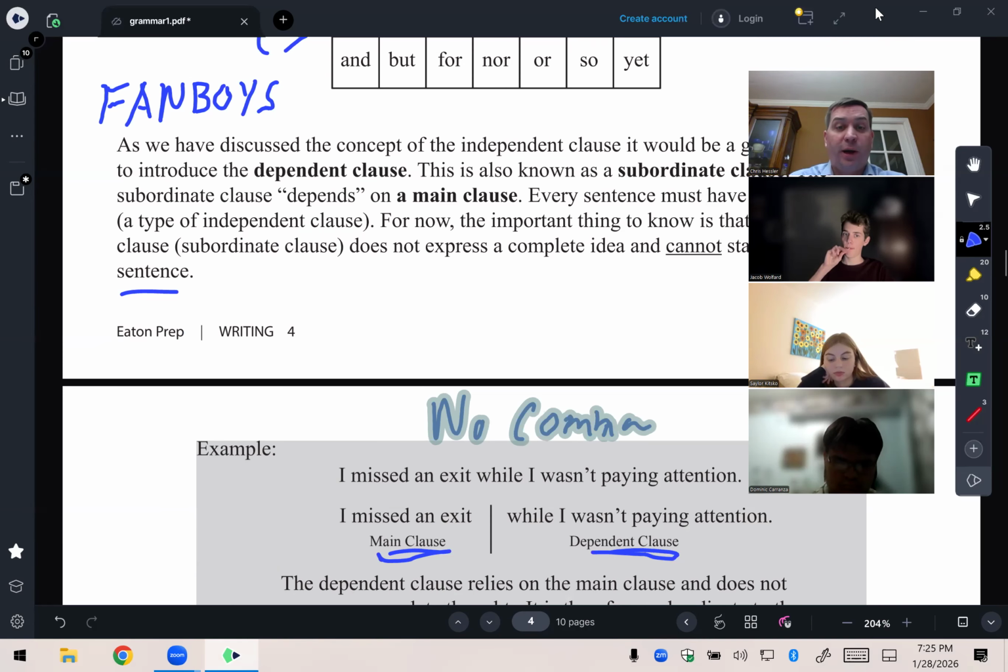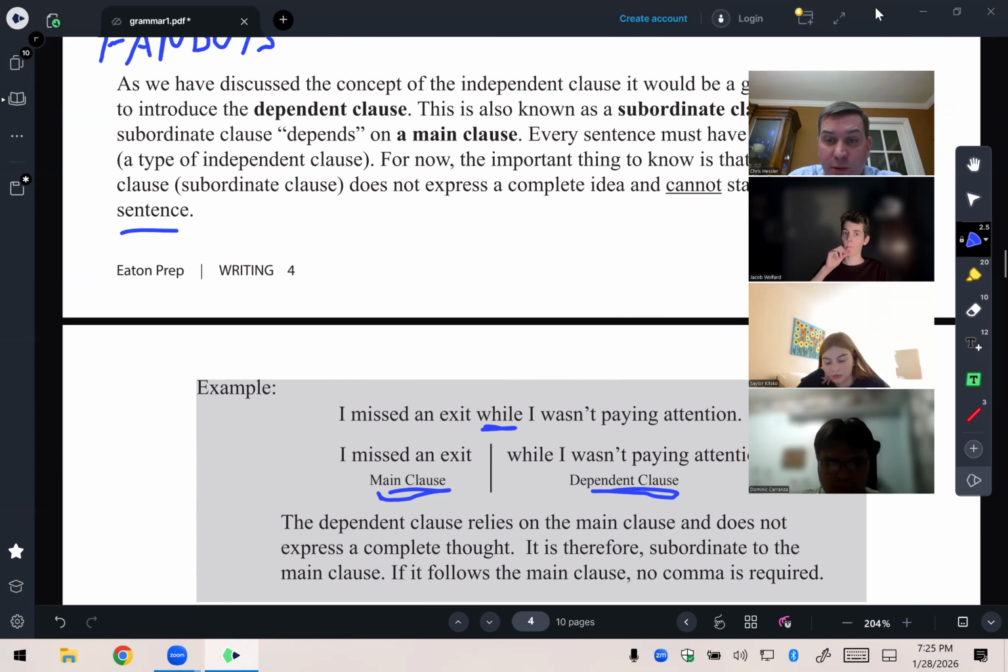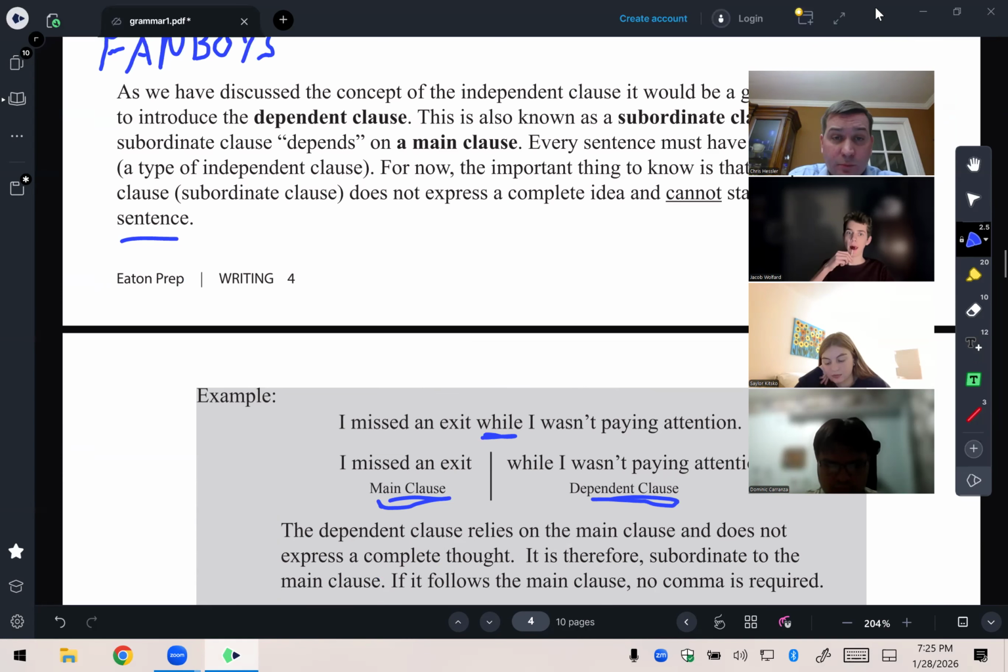Here it is in the normal way. I missed an exit while I wasn't paying attention. Is while a subordinating conjunction? Sure, it's right here on our list. So in this format with the main clause coming first, I missed an exit, period. That is a complete thought. There will be no comma. While I wasn't paying attention will never be a sentence because that's a dependent clause. So that's a good way to test to see what it is.